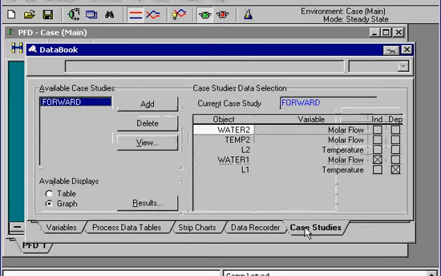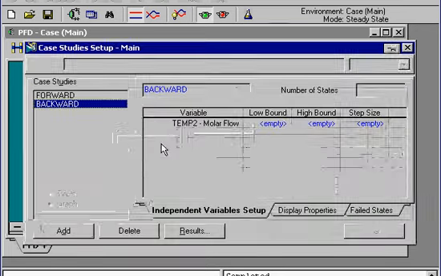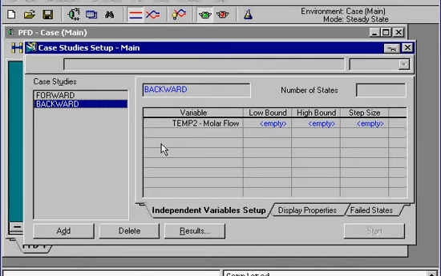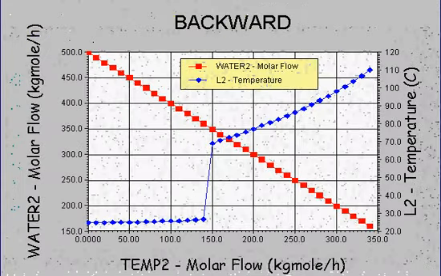On this page, a new case study is set up, named backward, in which the temp 2 molar flow rate is the independent variable, and the water 2 decreases with increasing temp 2 flow. We set temp 2 to vary between 0 and 340 to indicate a jump from the lower operating condition to the upper one at a value of temp 2 flow of about 150 kilogram moles per hour.